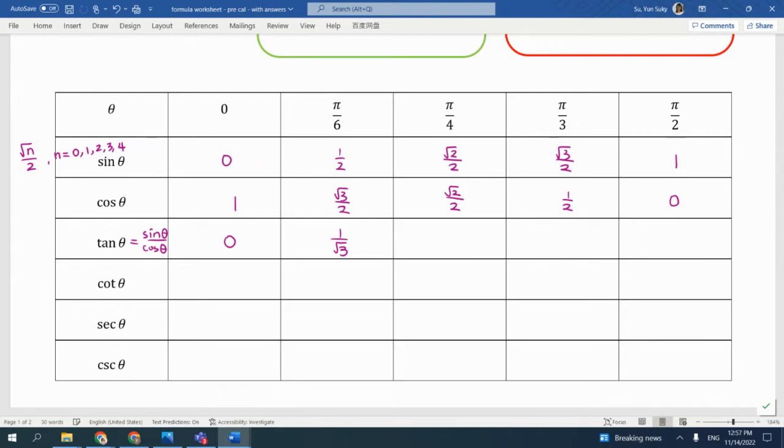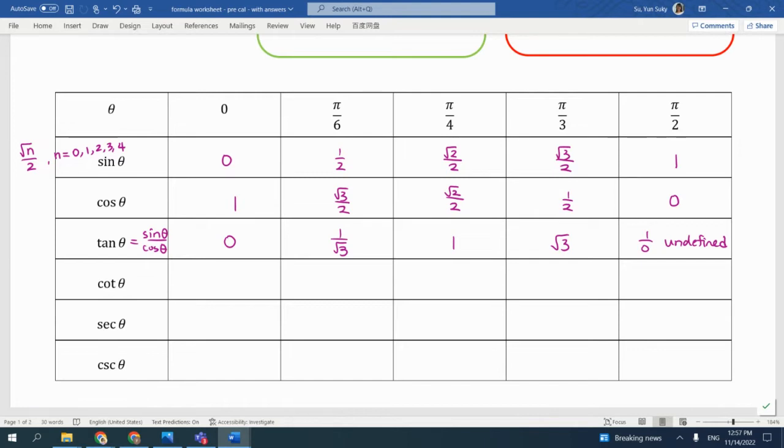Yes, everybody? And then, pi over 4. Do you see the same thing? When we divide it, we get what? 1. Okay, how about pi over 3? Root 3. Yes, everybody? And last one. 1 over 0 is undefined. Right, everybody?